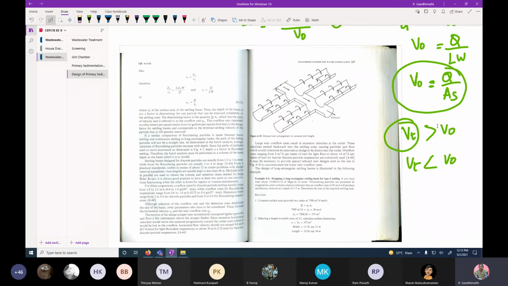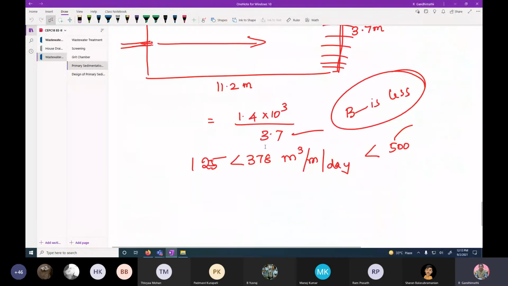Yesterday I dictated that the weir loading rate should be 125 to 500 meter cube per meter per day. Whatever problem we designed yesterday, it is coming around 378 meter cube per day per meter length of the weir. It is 378, which is less than that. Then I asked two questions. Sometimes the width of the chamber is less; here it is 3.7, which is fine.